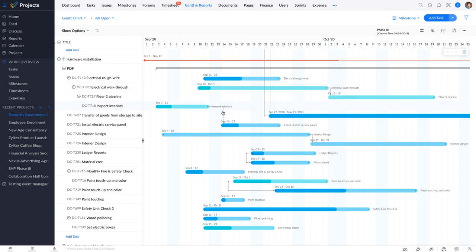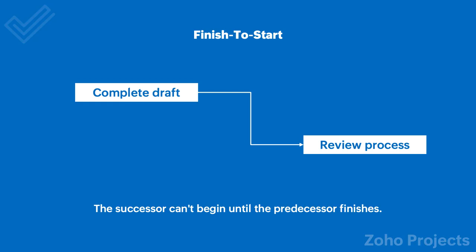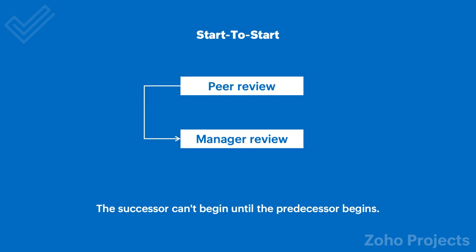There are 4 different types of dependencies in projects. The finish to start dependency, which means that the dependent task cannot begin until the parent task is finished. For instance, in a journal publishing process, the self-review of a journal cannot begin until the draft is complete by the writer. Start to start dependency. The dependent task cannot begin until the parent task has started. For instance, as the peer review of the journal starts, the manager review can also be initiated.